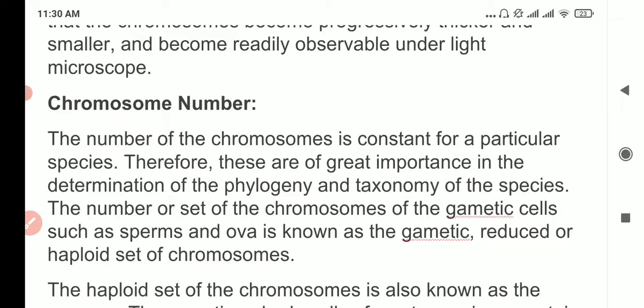A dog or a cat will have another number. Then oats will have another number. Wheat will have another number. Bacteria will have another, no, bacteria is a bad example. Pteridophyte will have another number, then grass will have another number, and so on and so forth. So every species has a different and a constant number of chromosomes.